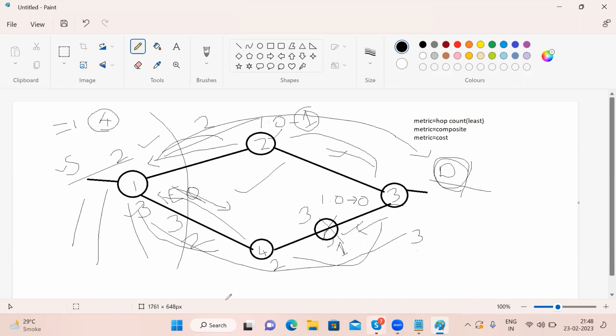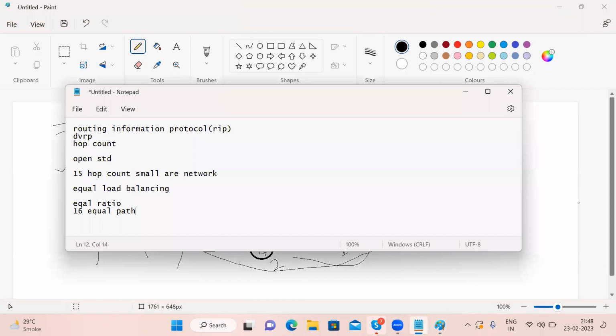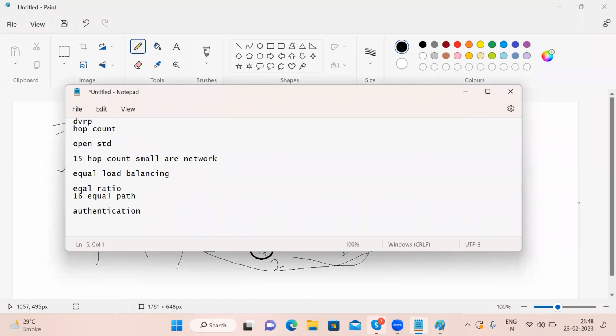Any more features regarding the RIP routing protocol? Support authentication. What exactly does authentication mean? To authenticate someone before exchanging any information.